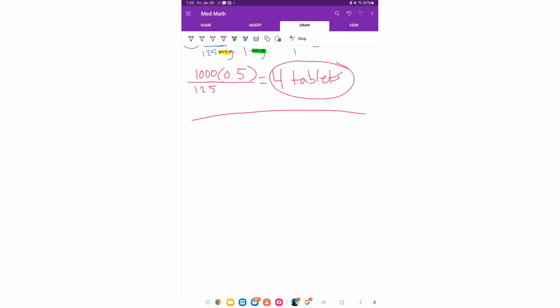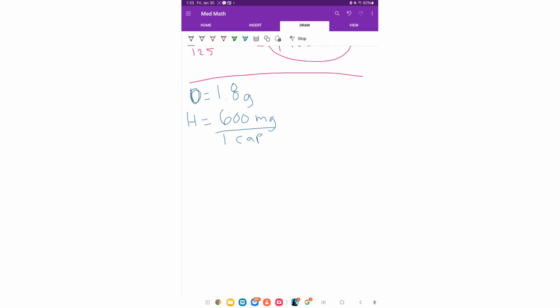Okay, so now moving on to the next question. If we have an order of a medicine that is 1.8 grams, it doesn't matter how many times a day for this question, for any of the questions really. What we have, what is supplied, what we have available is 600 milligrams per tablet. Okay, I'm just going to go ahead and put 1 tablet. This is just for my sake. So the question's asking how many tablets of this medication will the nurse give?